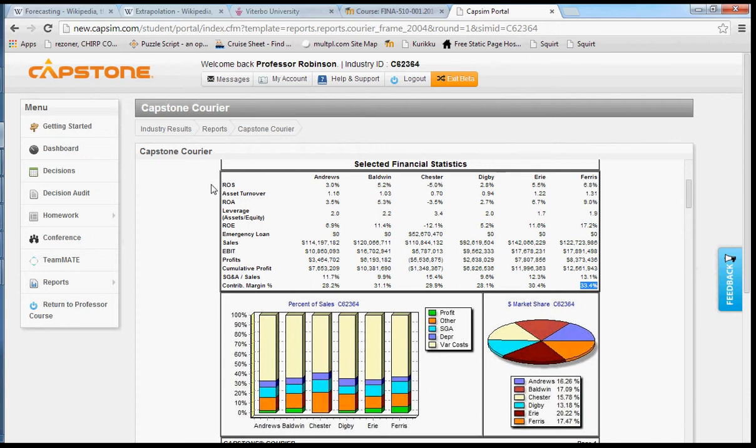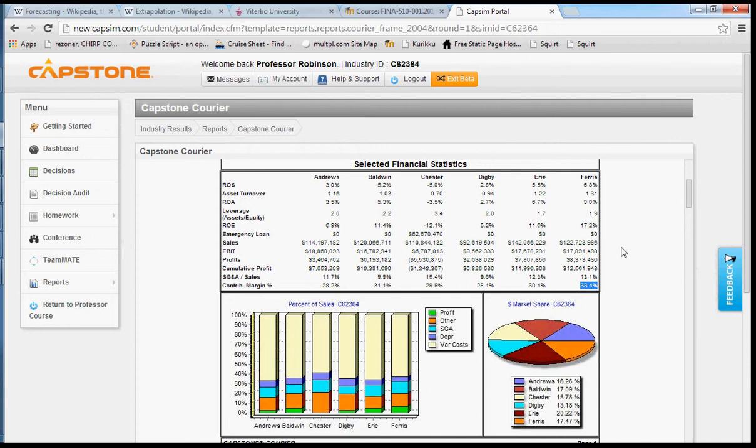So, for example, Chester in this case has a negative return on sales, which means if they were to, say, find a method to increase sales, that would actually cause them to be in worse financial trouble unless they were to do a restructuring of their production first.